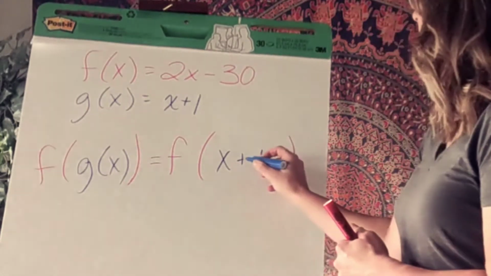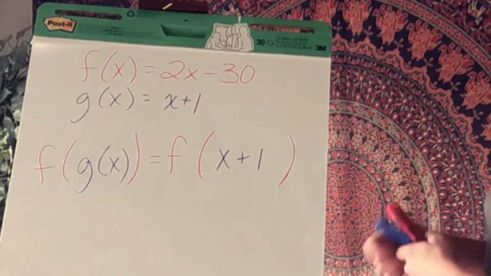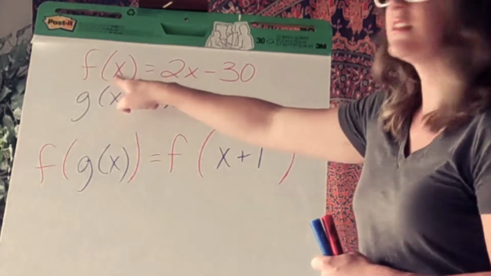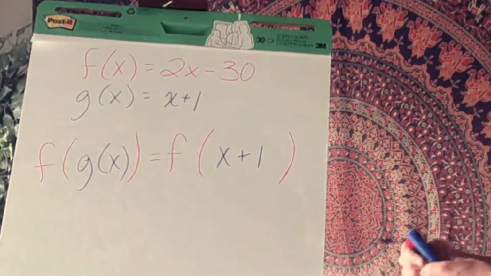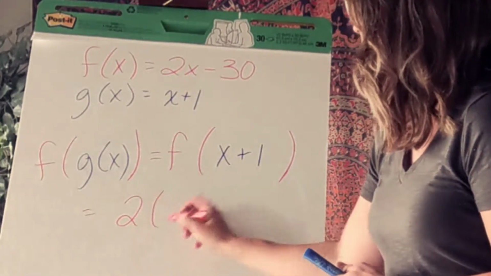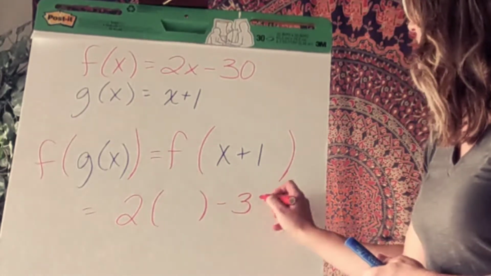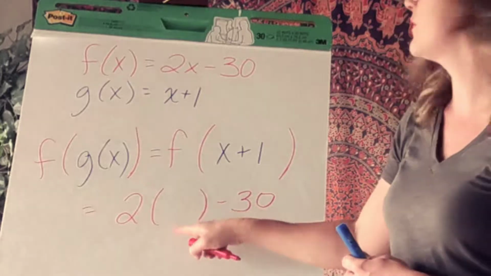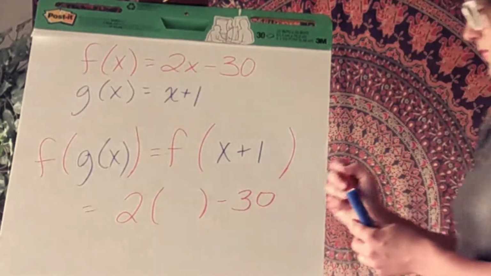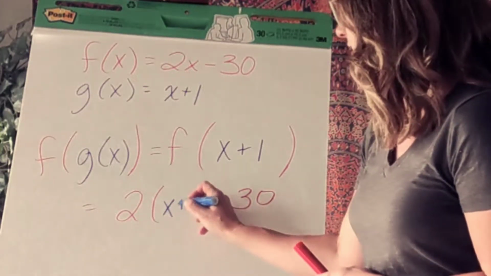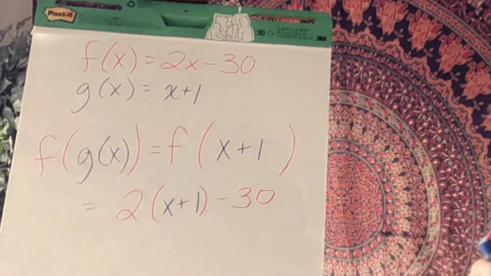So I'm going to say f of x plus 1. Now, one more step. I'm going to go back to my function f, and in place of x, I'm going to substitute x plus 1. So the function f is 2x minus 30. Okay, normally, if it was f of 2, I would replace this with a 2. If it was f of 4, I would replace this with a 4. Since it's x plus 1, I'm going to go ahead and put in x plus 1.